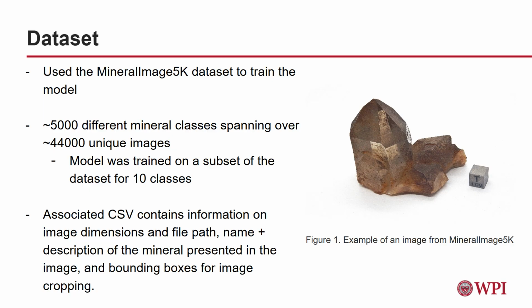Besides the images, the dataset also conveniently came with a CSV that contained additional information for each image, which included the image dimensions, the type of mineral depicted in the image, and a strong representation of bounding boxes for different objects depicted in each image, which was really useful to us during the data preprocessing step.